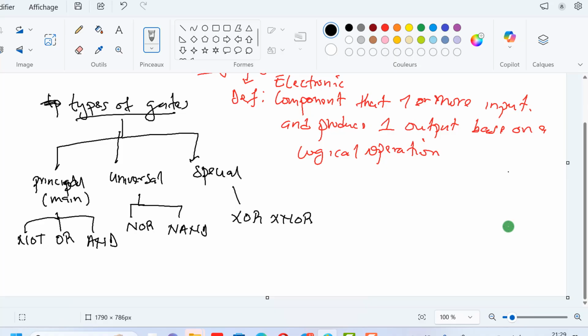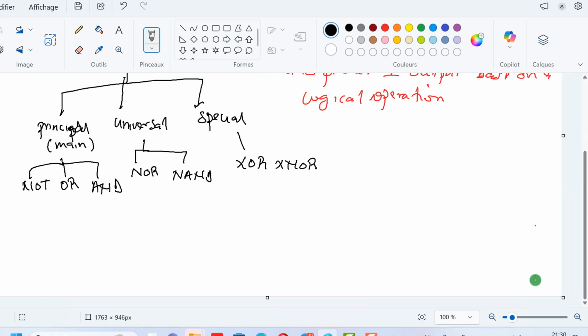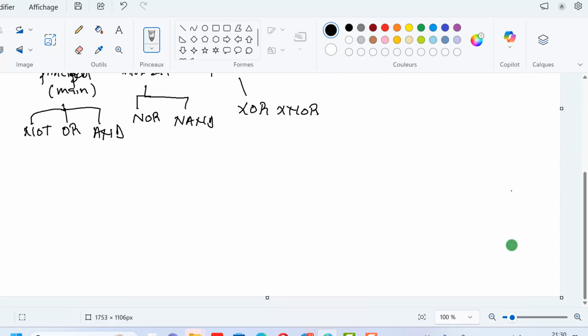Now if I take the case of the NOT, OR and AND gates, let us start with the principal gates. Let me just increase this first, because after knowing this, it's finished. The rest we are just answering questions without any problem.